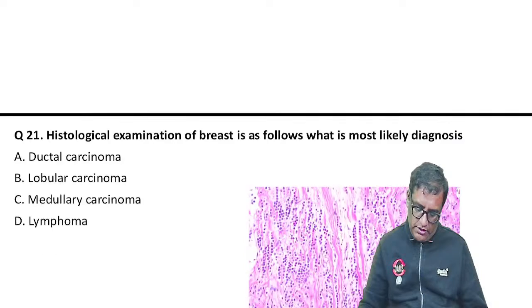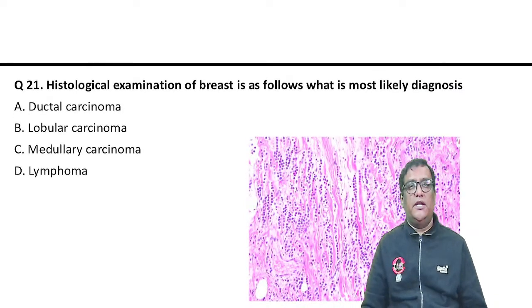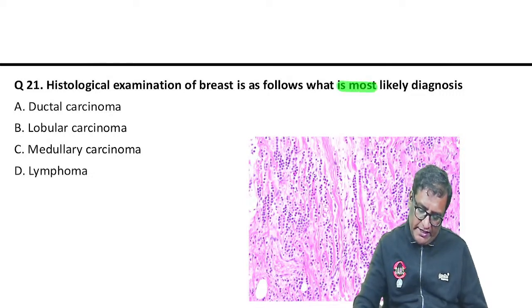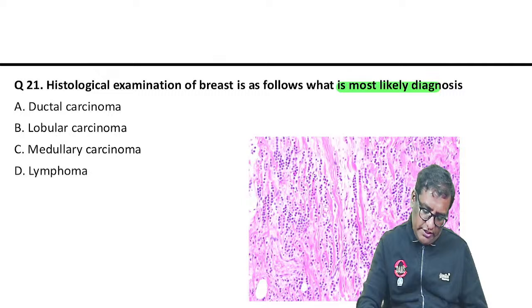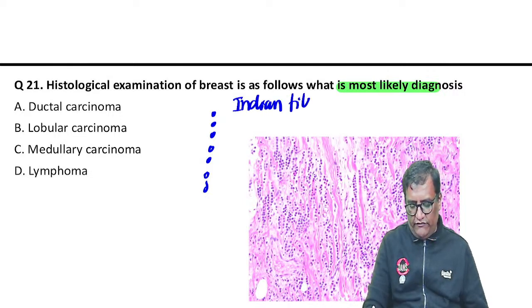Okay. Next, question number 21. Histological examination of a breast tumor is as follows. What is the likely diagnosis? So what is the histology showing us? Look at this histology. What you are seeing is cells arranged one behind another like this, and this is what we call single file pattern or Indian file pattern. So they are arranged in single file.